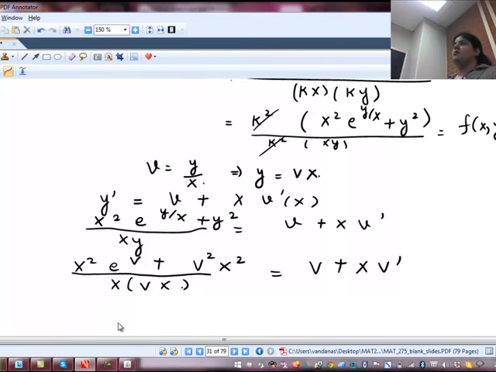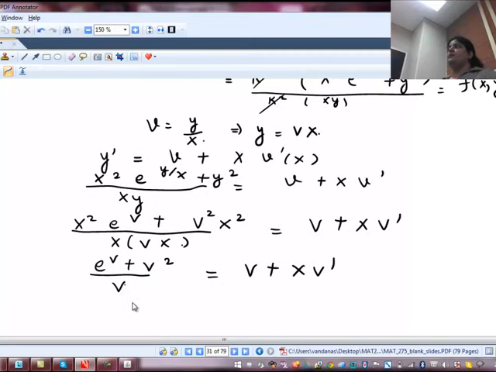Right? I can take x square out of both the denominator and numerator, and get rid of that. So x square you can take out here and x square here. So you get e to the power v plus v square, and the denominator will be just v. This is equal to v plus x v prime. Now you can see if I subtract v here, I have a function of v totally and x v prime, so we can separate it, right?